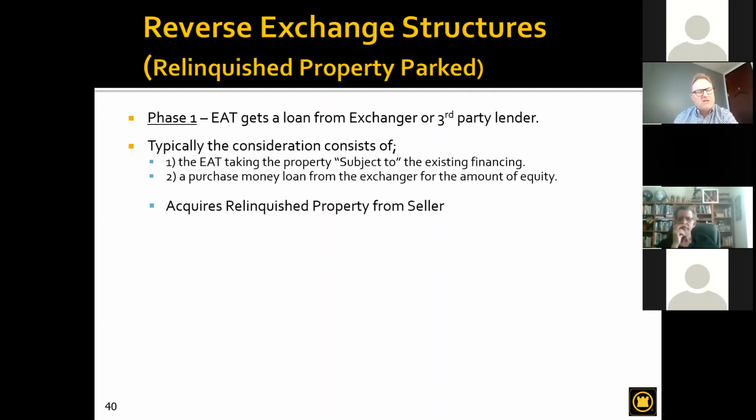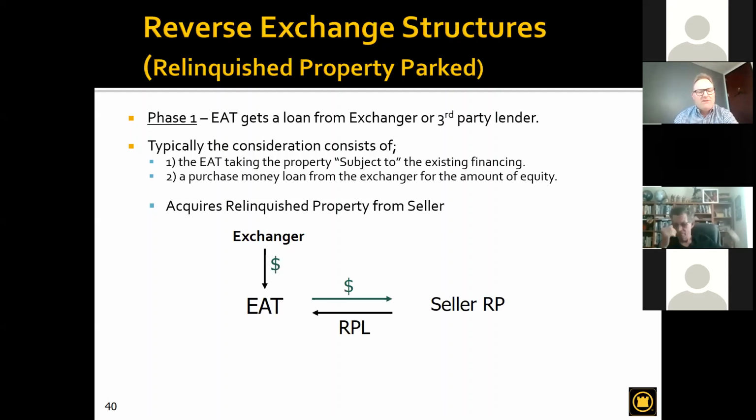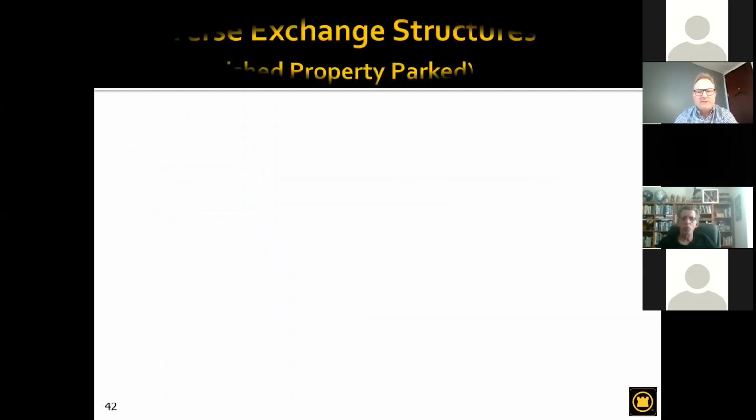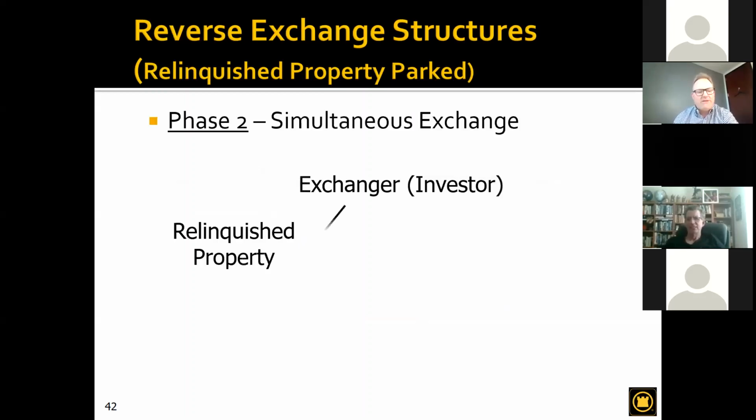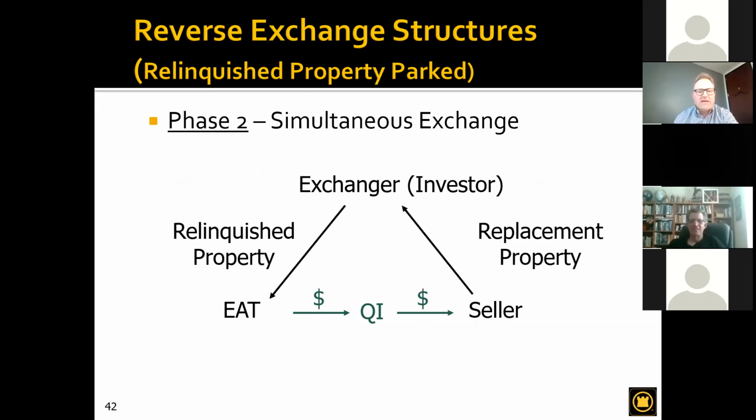Again, once the exchange accommodation title holder, this EAT, receives the cash, they purchase that property, and again, it's kind of the same as the replacement, but the investor has 45 days to identify what properties they're going to try and sell, and then they go ahead and close that transaction once it's completed. But again, we can park the replacement, where the investor would have to come up with the full amount of the purchase price, or we can park the relinquished, where the investor would have to come up with the equity amount or a third-party loan.